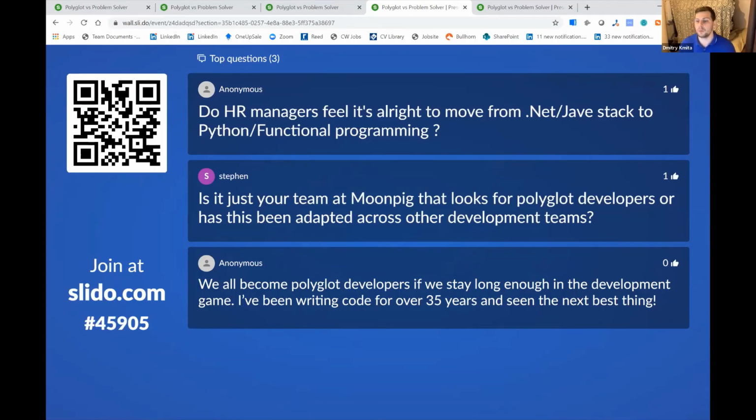But when we plan a new project, we may consider new programming languages or new technologies because, for example, we start moving to serverless. By the way, this is just a completely made up example. It's not Moonpig's. We're already fully serverless. And yes, of course we do hire.